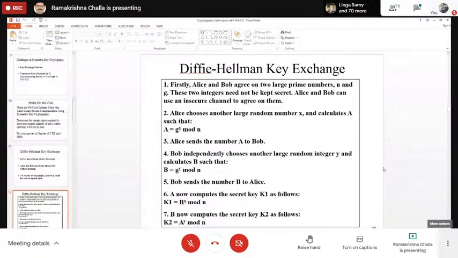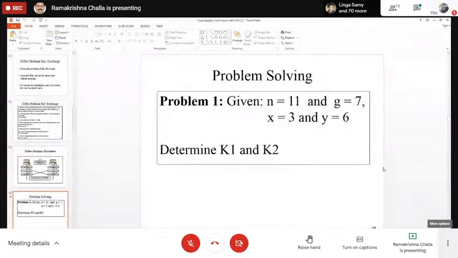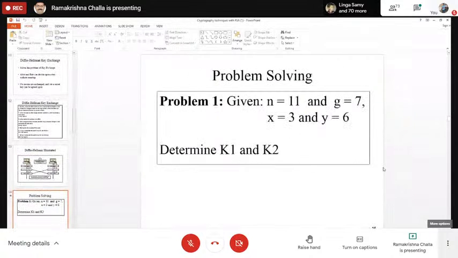Yeah, I have no question. This is the problem. So write down this problem's numbers quickly. N is 11. So it's one prime number. G is 7, another prime number. The algorithm says you need to take large prime numbers, as large as possible. But for understanding purposes, I have taken very small prime numbers so that you understand the algorithm. When you actually implement it, you need to take large prime numbers.